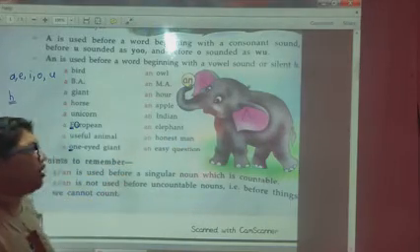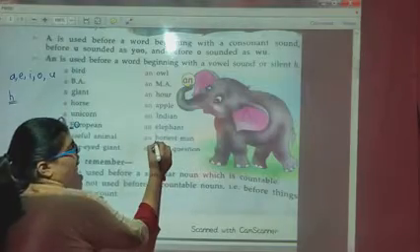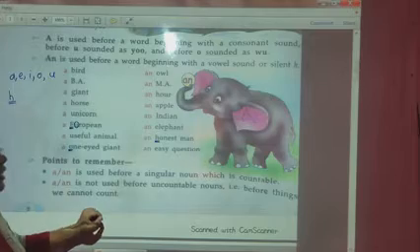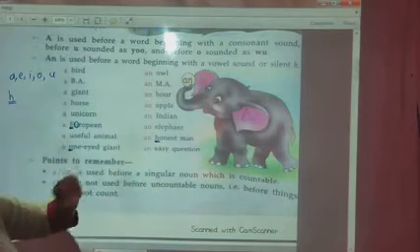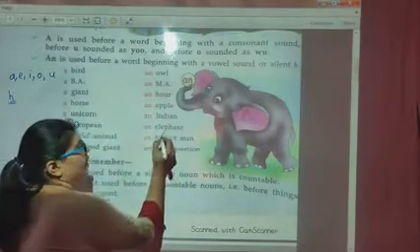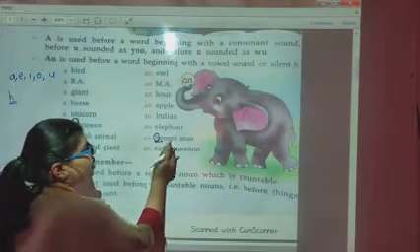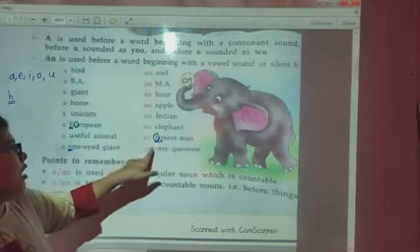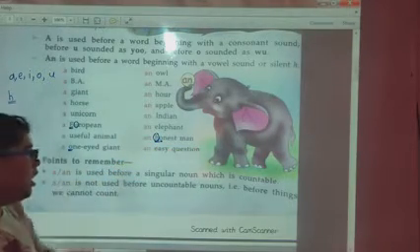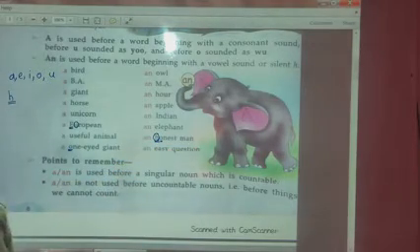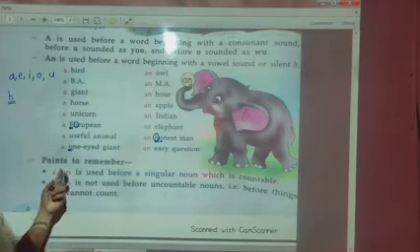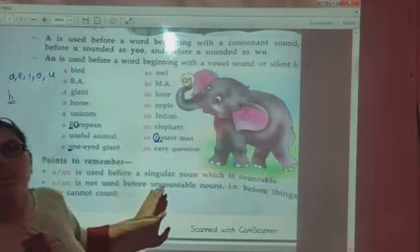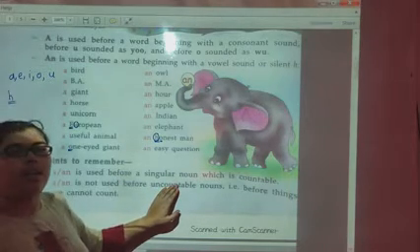Now here honest, here H is there. You will be saying that if H is there, we should use a. But no. Why? Here H is silent and the sound is O. The sound of O comes, that is honest. An honest man. Now, points to remember: a and an, these two articles are used only before singular nouns, that is countable nouns.